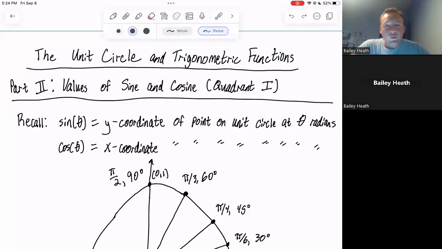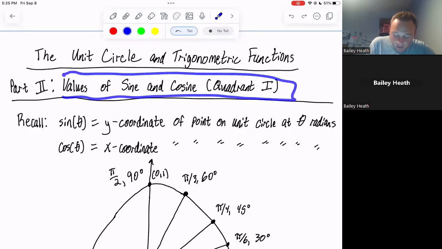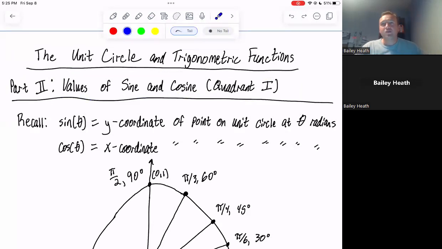Welcome back. We are still discussing the unit circle and trigonometric functions. Here in part 2, we are going to be discussing values of the sine and cosine function in quadrant 1. Whether you are taking pre-calculus, trigonometry, calculus, whatever it may be, you are going to need to know a handful of specific values of cosine and sine, and those are what we are going to discuss here.